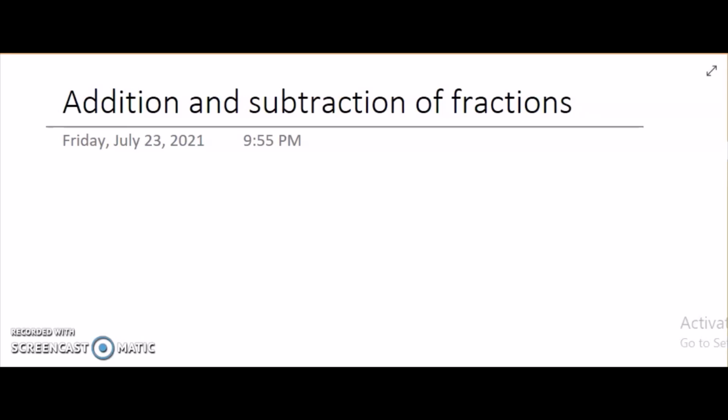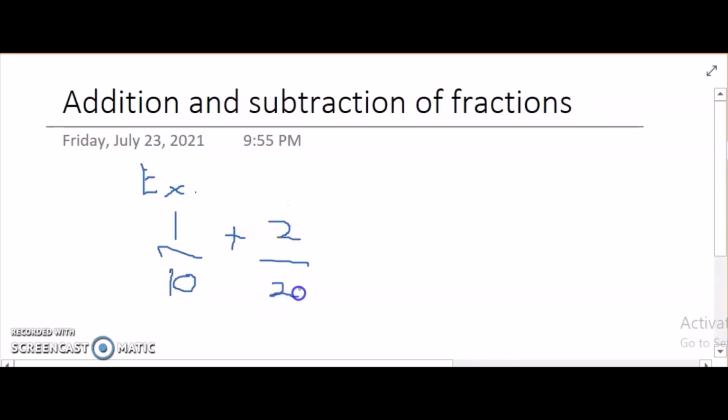So from what I said, I'm very sure you have a little bit of explanation, a little idea of what LCM basically speaks about. So okay, now let me give our first example for the day. Now first example will be 1 over 10 plus 2 over 20.